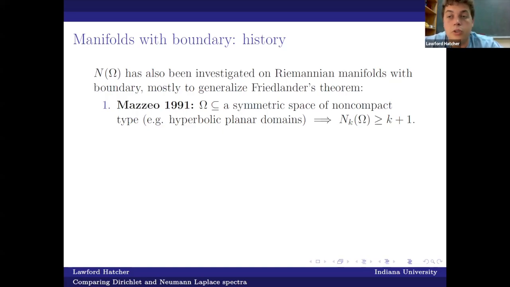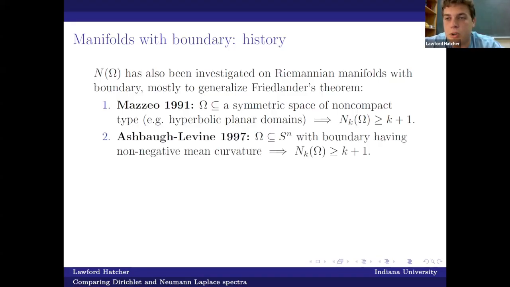So for positively curved things, you shouldn't expect this to hold, but Ashbaugh and Levine managed to actually show a positively curved example of spaces where this holds. So what they showed is that if you're looking at a domain contained in the sphere whose boundary has non-negative mean curvature, so this is a condition that kind of forces your domains to not be too large in a sense. So for example, convex subdomains that aren't the entire sphere have this property. Then once again, Friedlander's inequality holds.